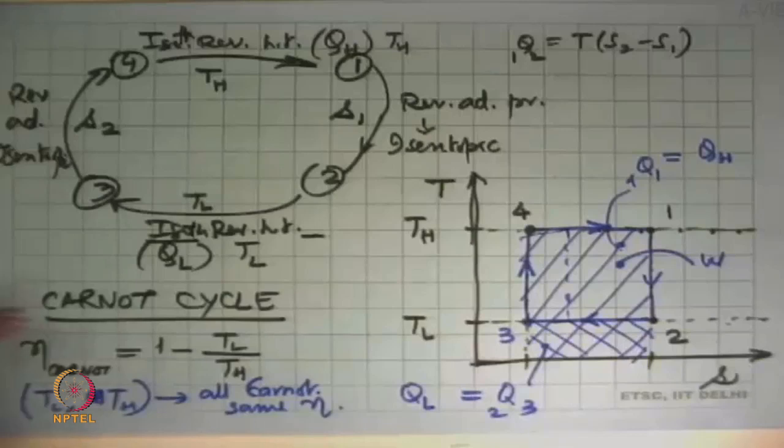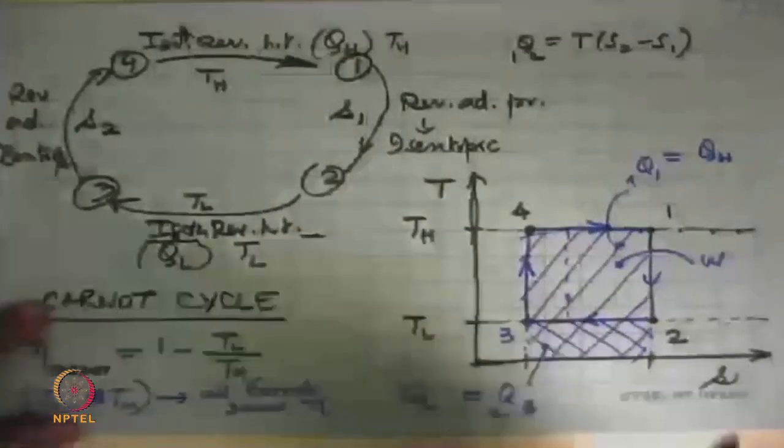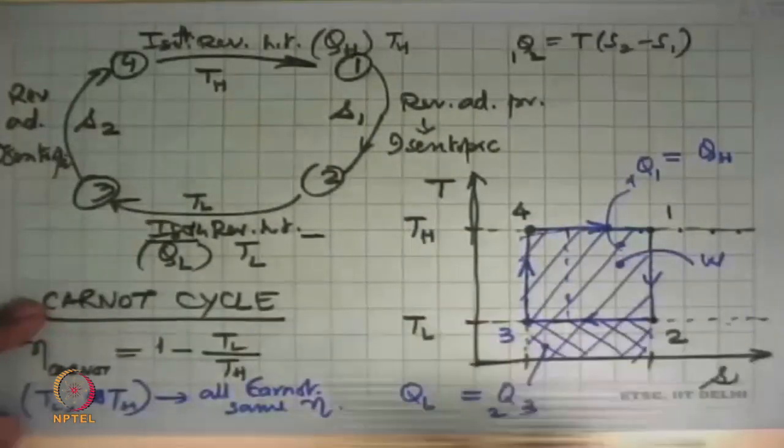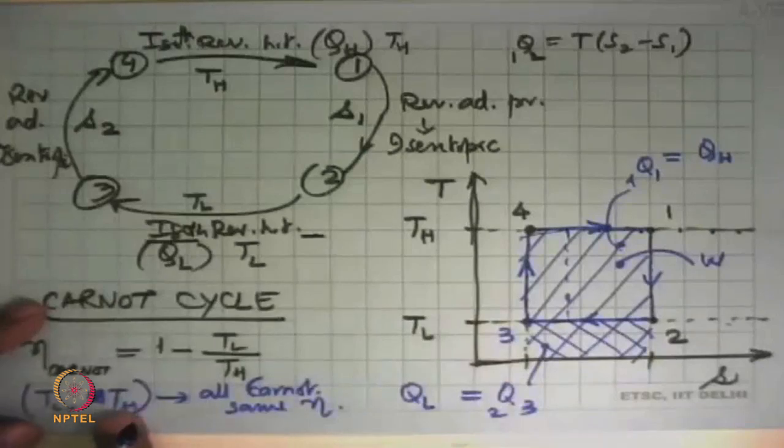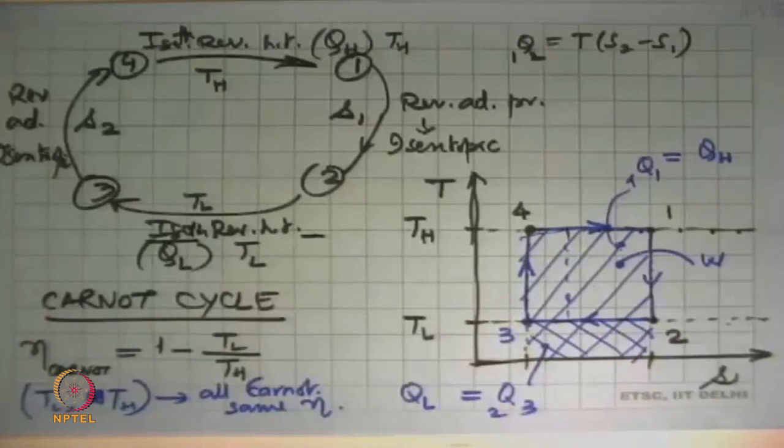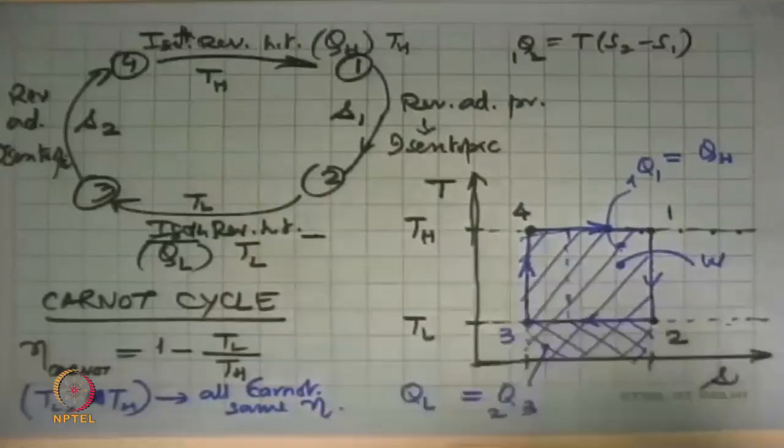And second, any real cycle with any irreversibility will have an efficiency less than the Carnot cycle. So there are two things that come out about the Carnot cycle here. But what we have in the process also done is defined this property, which is entropy. Okay, so this is one important thing that has come out.